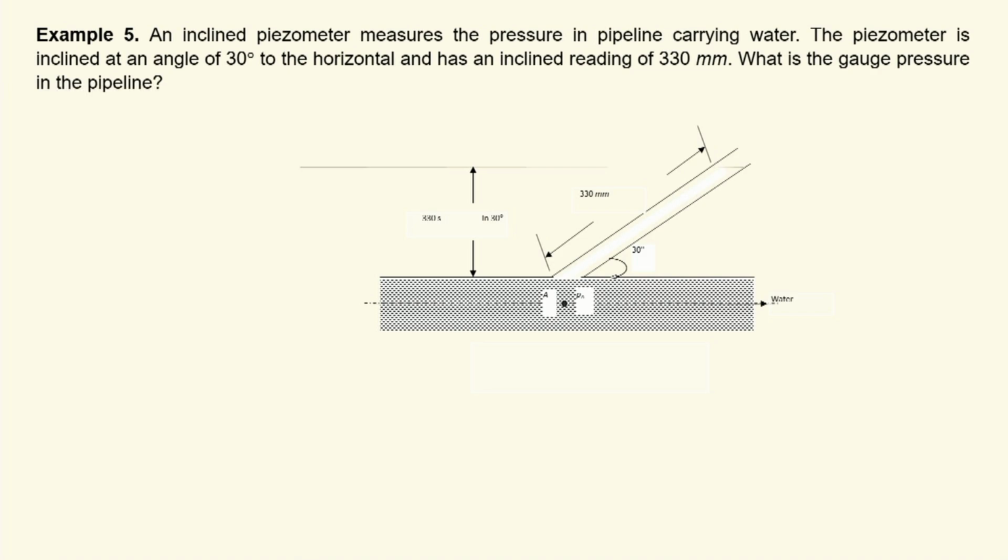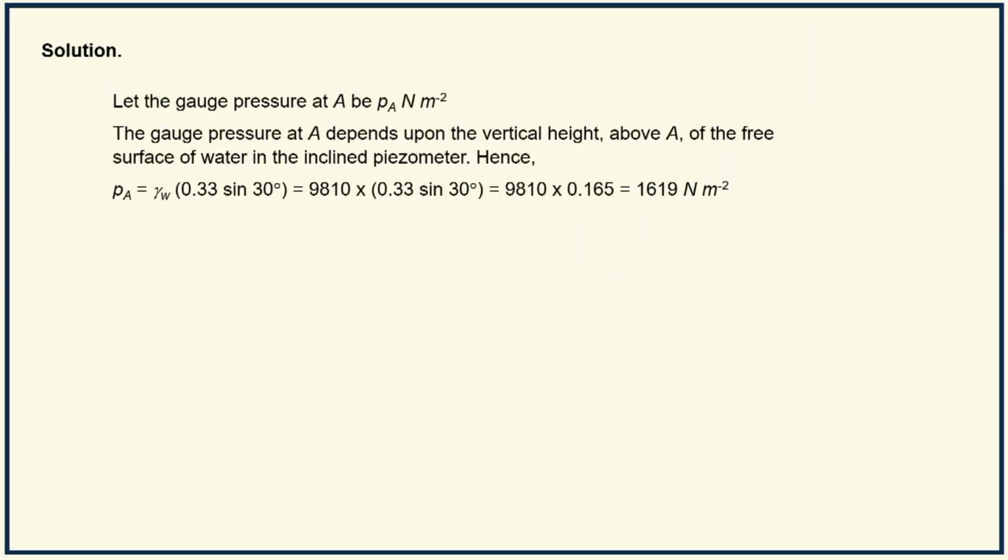So here this is an inclined piezometer. It measures the pressure in a pipeline carrying water. The piezometer is inclined at an angle of 30 degrees to the horizontal, and has an inclined reading of 330 millimeters. So water rises in this inclined piezometer to a height of 330 millimeters, that is inclined height. What is the gauge pressure in the pipeline? So let the gauge pressure at point A in the pipeline be PA Newton per meter square.